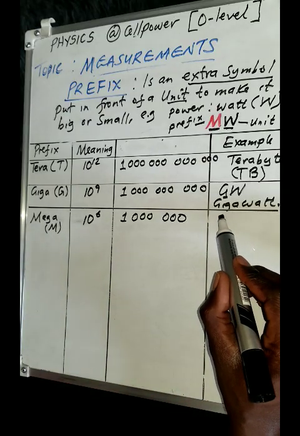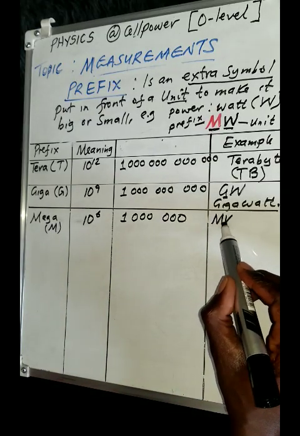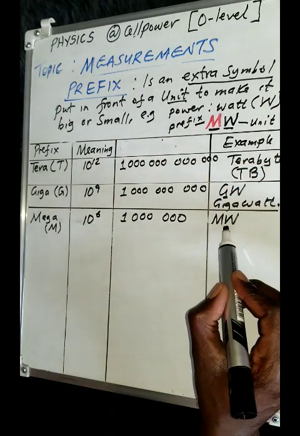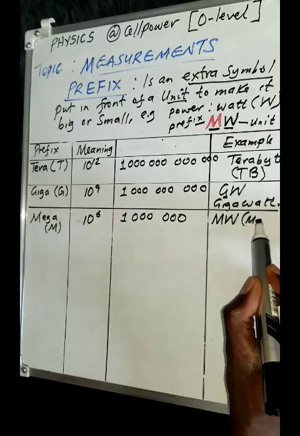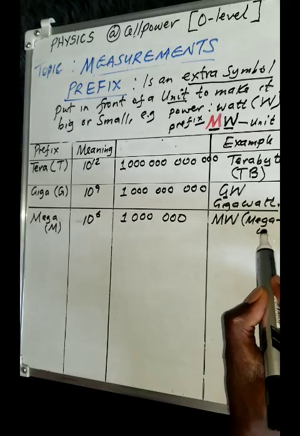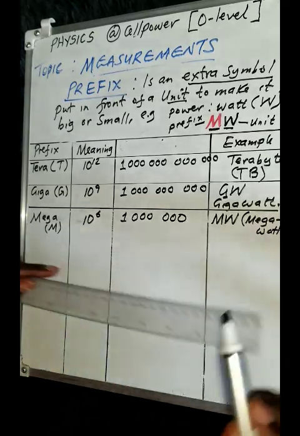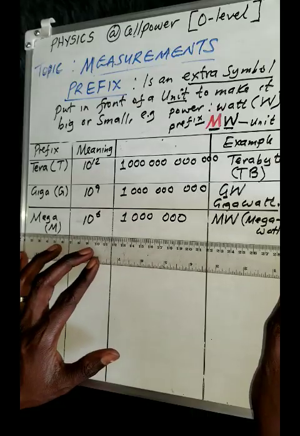So you can simply talk about MW. What does that M mean? If my unit is what? That simply means mega. So this means megawatt. How many megawatts? That's a very big number that you're having there.